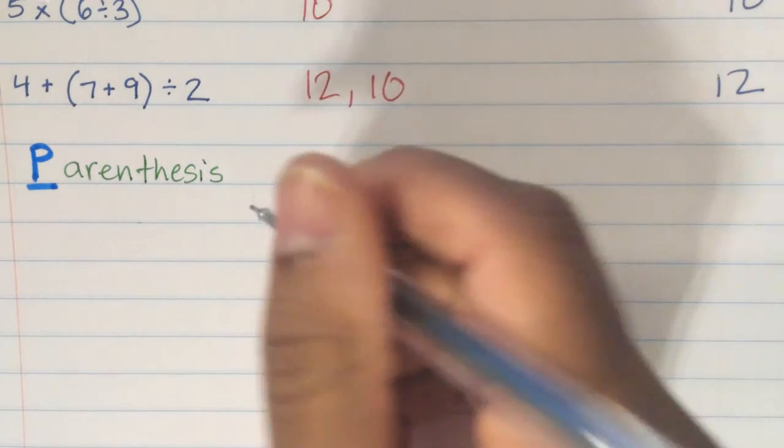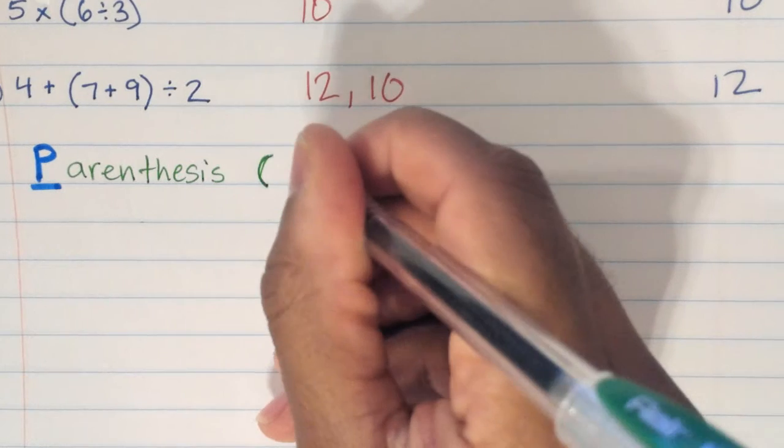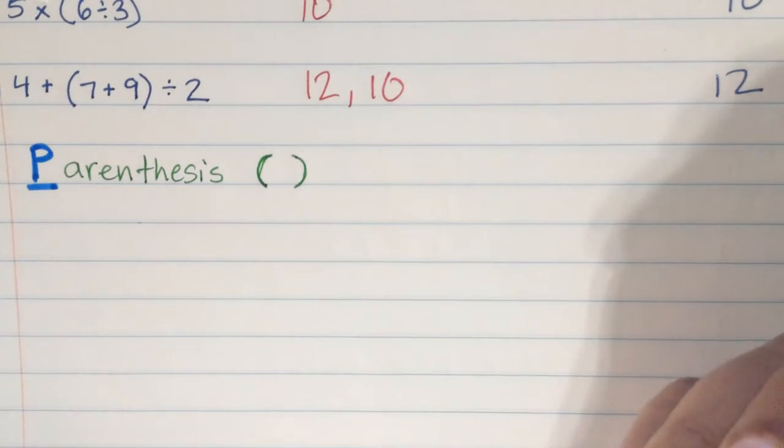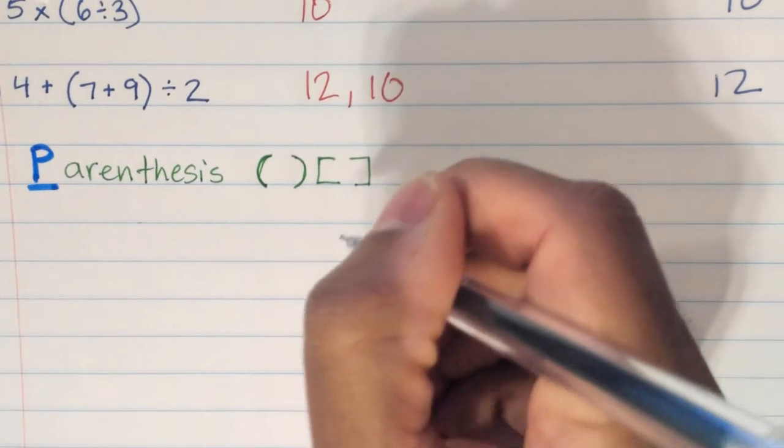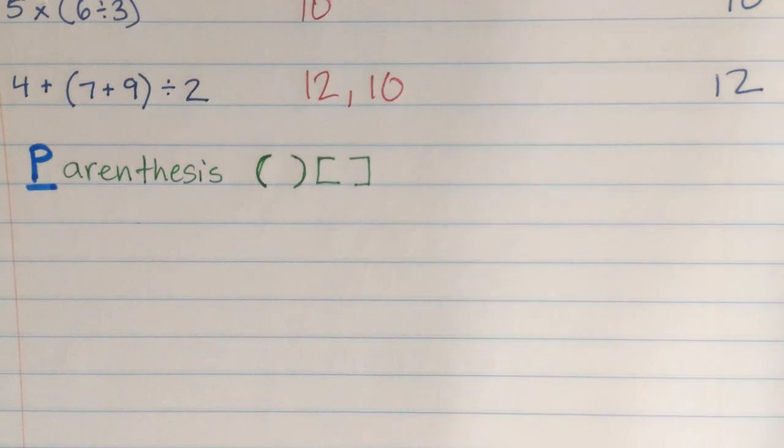And parentheses are kind of like these little parentheses. I don't know any other word for that. Sometimes you might also see it kind of like a square parentheses. Those are called brackets. So both of those are different types of parentheses.